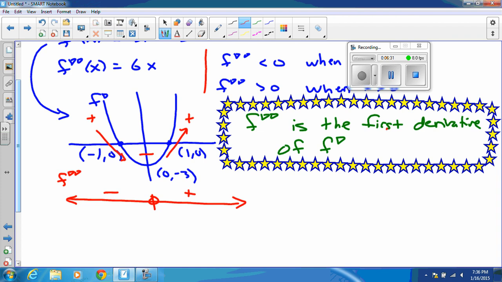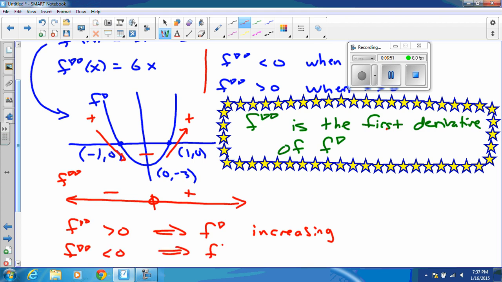The first meaning of f double prime then, because it is the first derivative of f prime, it is the slope of f prime. When f double prime is positive, then f prime will be increasing. When f double prime is negative, then f prime will be decreasing, because f double prime is the first derivative of f prime.